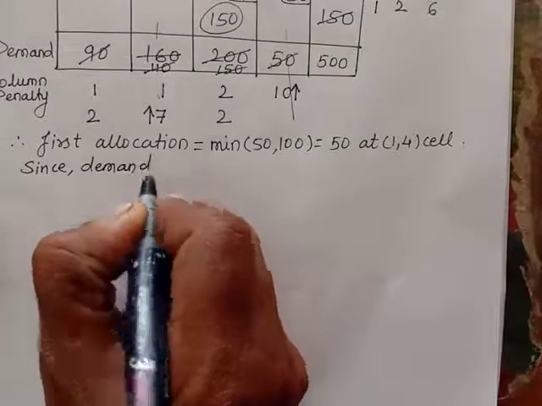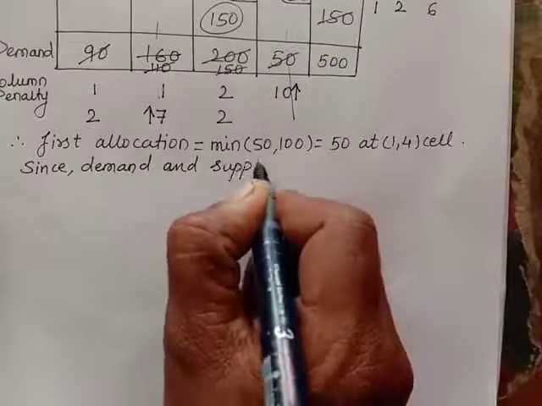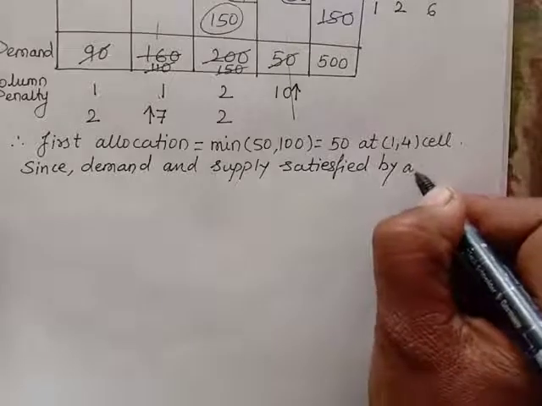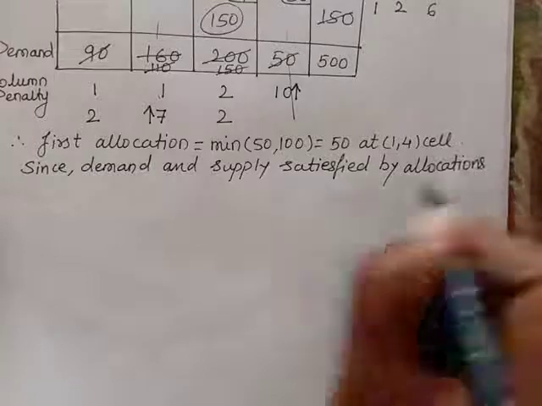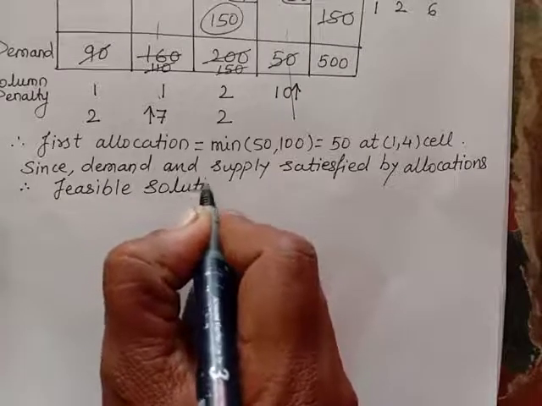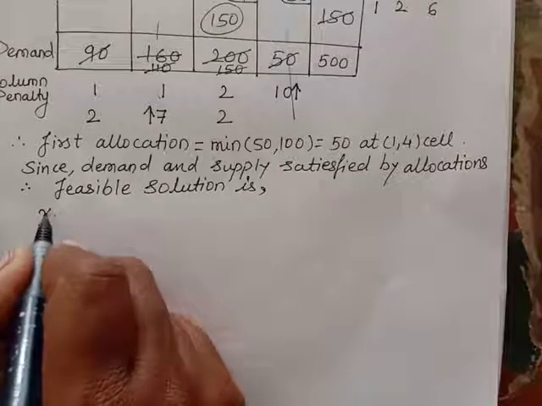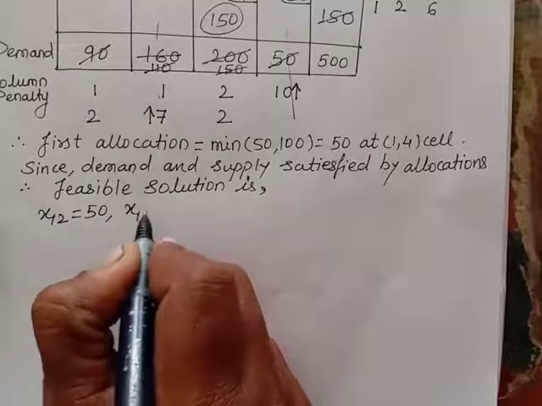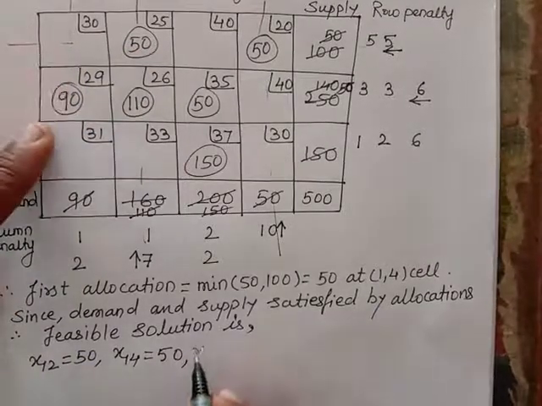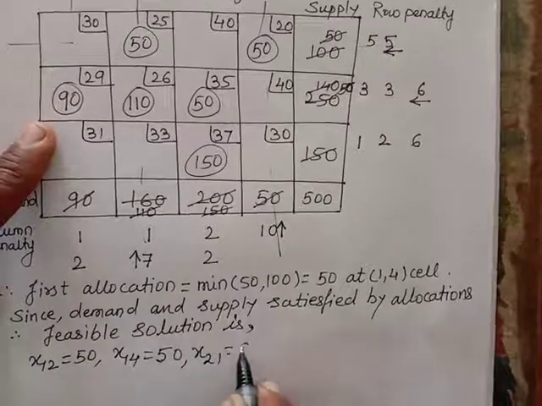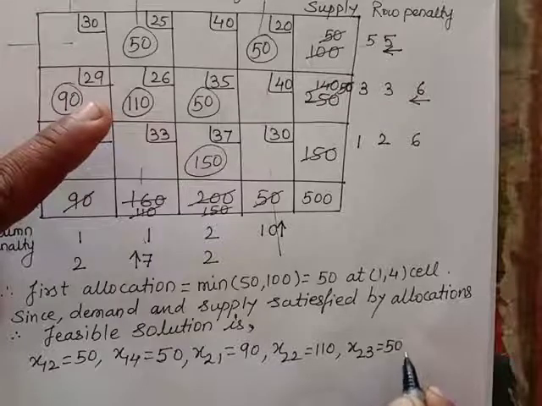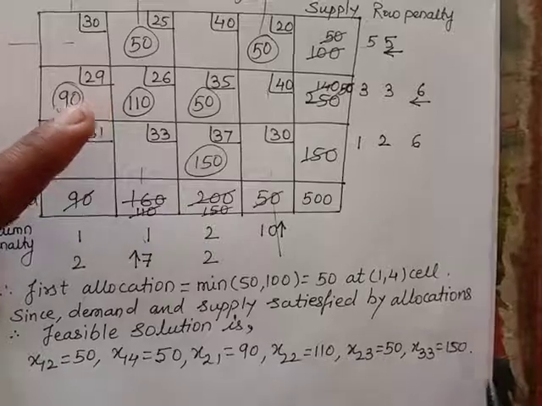Fine. Now since demand and supply are satisfied by allocations, therefore the feasible solution is what? x12 is 50, x14 is 50, x21 is 90, x22 is 110, x23 is 50, and x33 is what? 150. Okay.